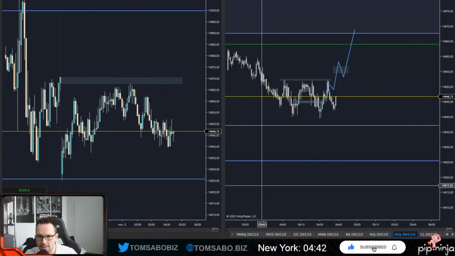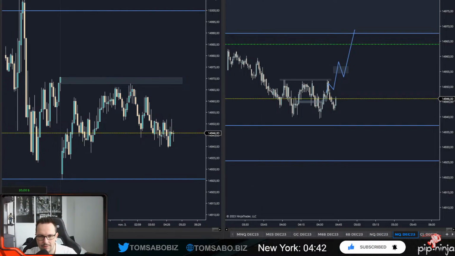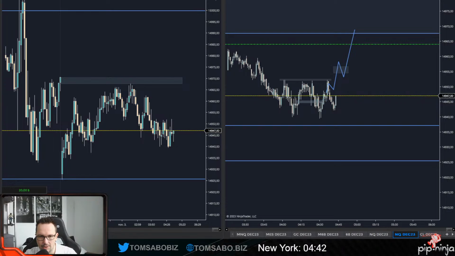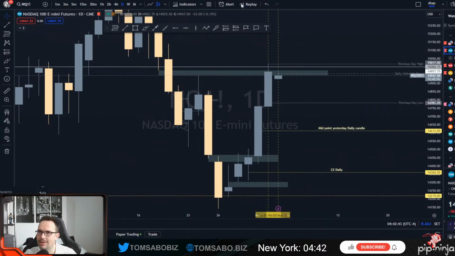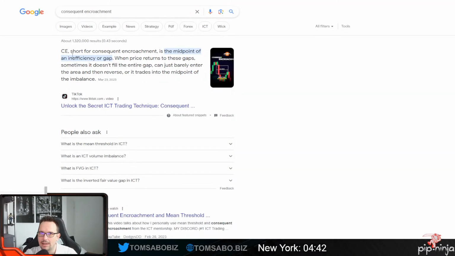What is a consequent encroachment? Now, you know what? Let's find it out together. I just googled it. Consequent CA, short for consequent encroachment, is the midpoint of an inefficiency or gap. When price returns to these gaps, sometimes it doesn't fill the entire gap, can just barely enter the area and then reverse, or it trades into the midpoint of the imbalance.